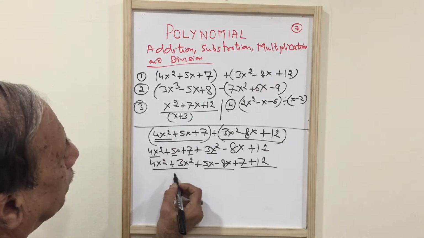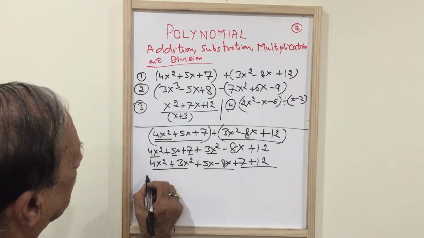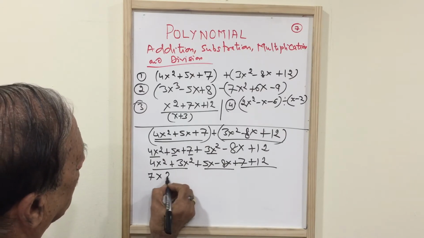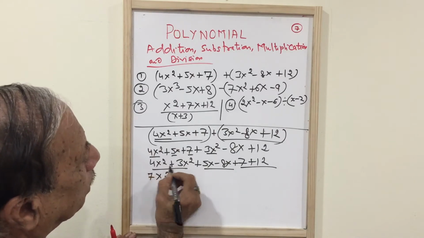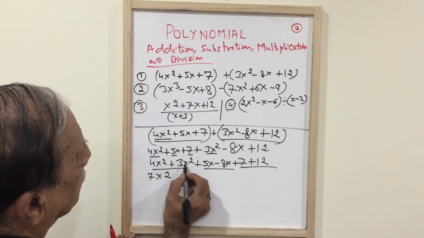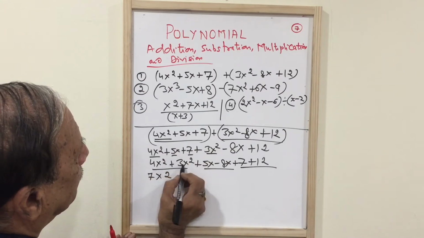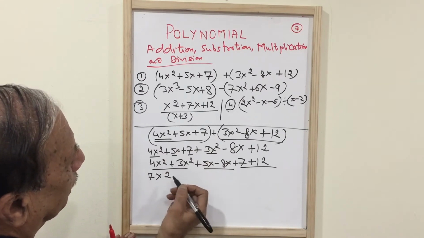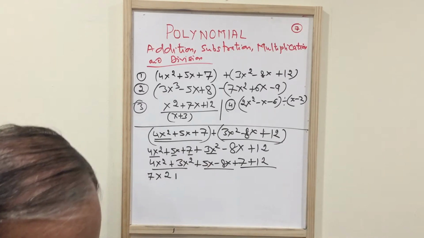So these two terms have the same variable. We'll add the coefficients. This is 4 and 3, 7x square. Suppose for example, we'll take x square as an apple. So these are 4 apples, this is 3 apples. So if we add, that comes to 7 apples. So 7x square.